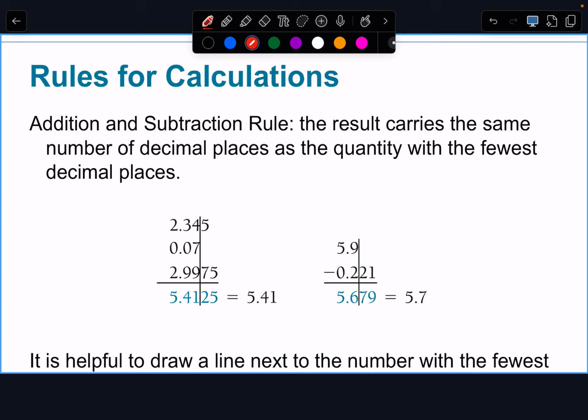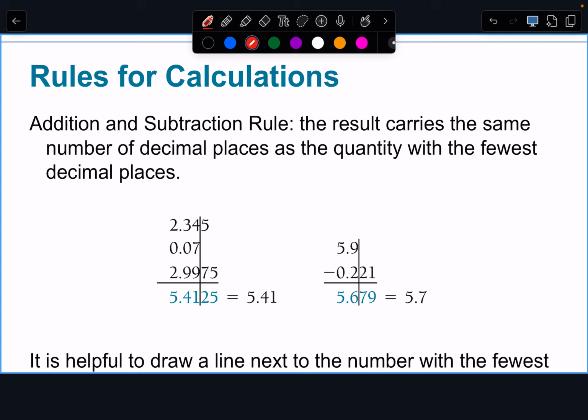Okay, in this one, it's subtraction, but addition and subtraction are the same rules. So here, it's 1 beyond the decimal place. Here, there's 3 digits beyond the decimal place. So our answer is limited by 1 beyond the decimal place, the least precise measurement. And so it's 5.6. However, the next digit is a 7. If it's a 5 or higher, we need to round up the digit where we're cutting off, okay? So the 5.6 becomes 5.7.